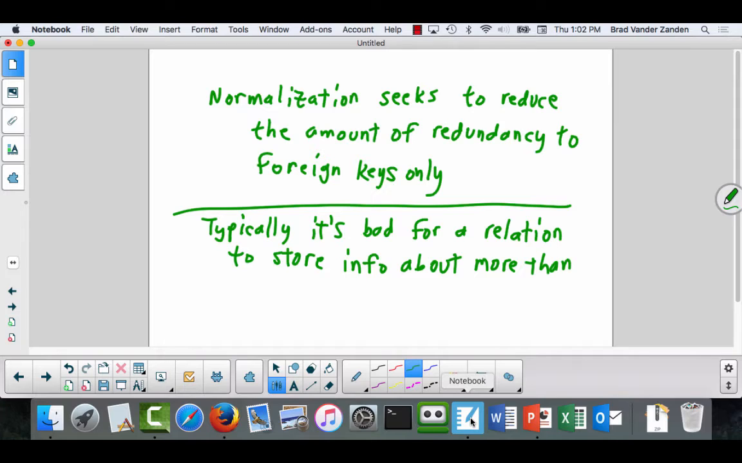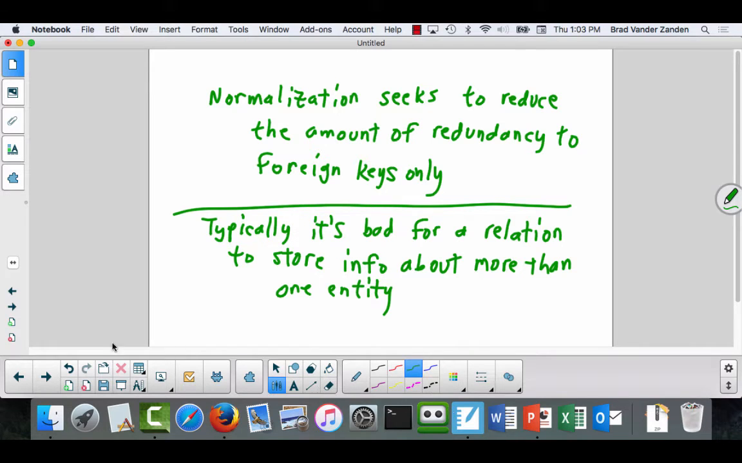The real problem with that staff branch relation is that it's storing information about both staff members and branches. But it's primarily storing information about staff. And we're also using it in a secondary way to store information about branches. But that's what's really leading us into difficulty: we're using that relation to store information about more than one entity. So typically, we only want to store information about one entity in a relation.